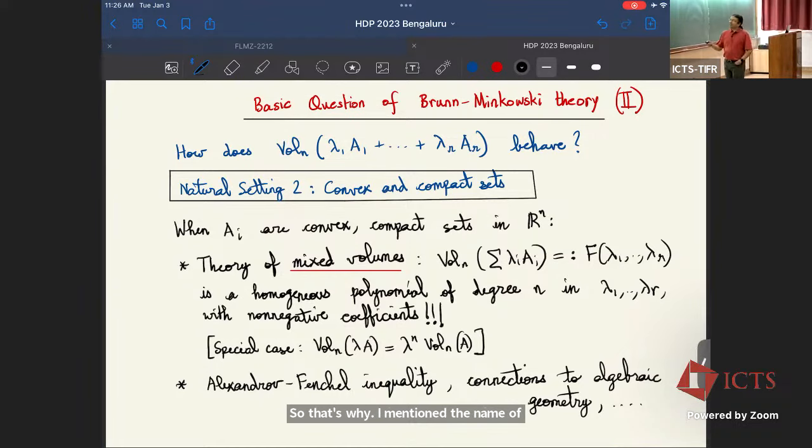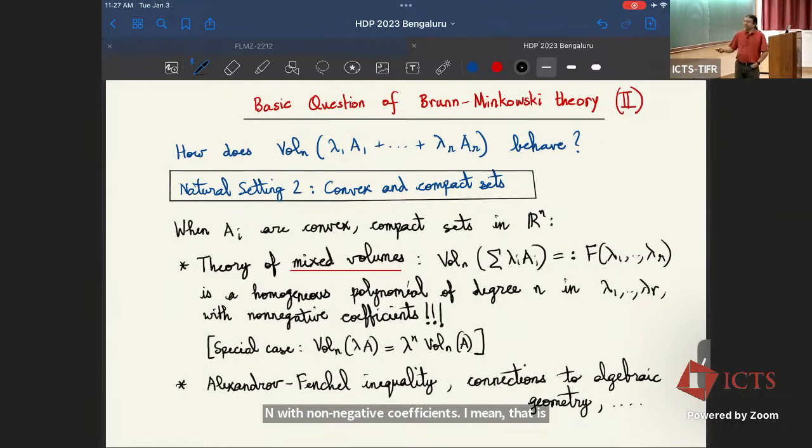Okay, the second natural setting is instead of considering the compact sets, you consider convex and compact sets. This is a nicer class, a much nicer class, right? And in this case, this is what people usually refer to when they talk about Brunn-Minkowski theory, where you're assuming convex and compact sets. And in this case, there's something absolutely remarkable which turns out to happen, which is that the volume of this Minkowski linear combination, if you think of it as a function of the lambda one to lambda r, this function is a polynomial. Moreover, it's a homogeneous polynomial of degree n with non-negative coefficients. I mean, that is absolutely not obvious, right?